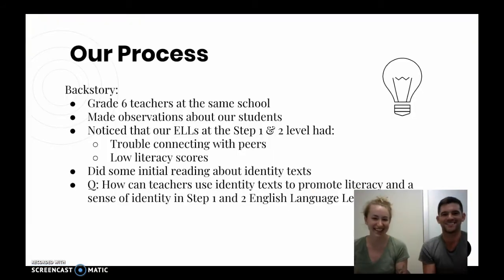Okay. So how we did it, we started off the first month in October making some observations, basically collecting data of what we were going to look at. So what we're noticing. And we had regular meetings, sort of informally. We noticed that a lot of our students, we didn't have a great sense of cohesiveness this year, and we had low literacy scores. So in our initial readings, we found out about identity texts, and we were wondering how can teachers use identity texts to promote literacy and a sense of identity in step 1 and 2 English language learners.